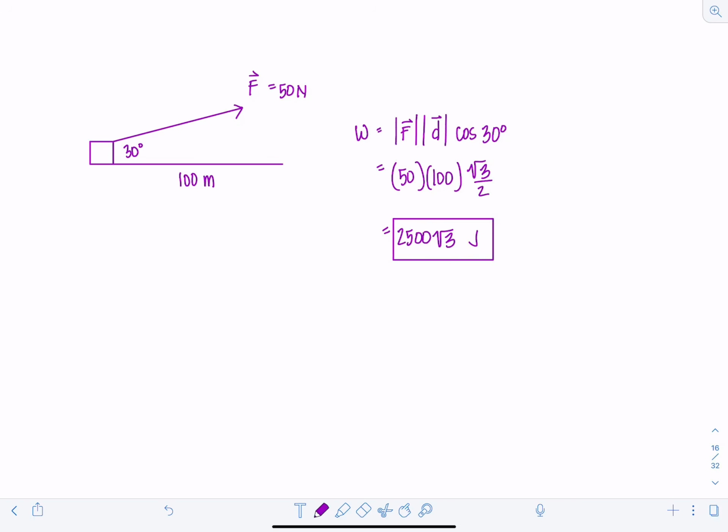All right, so that concludes the lesson on the dot product. Stay tuned, the cross product is coming up next.